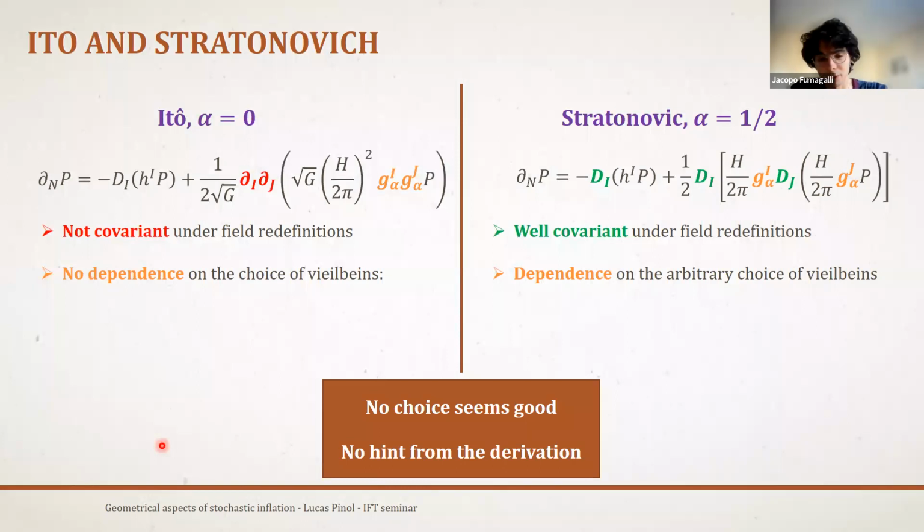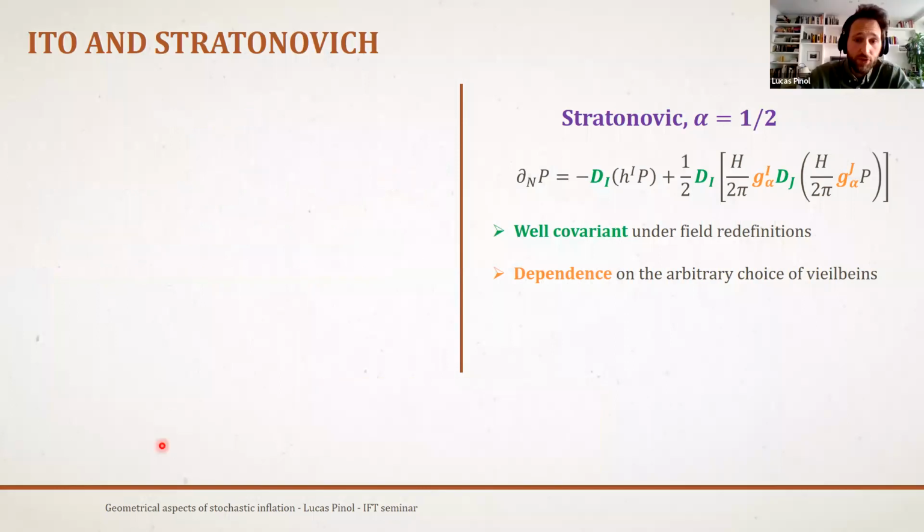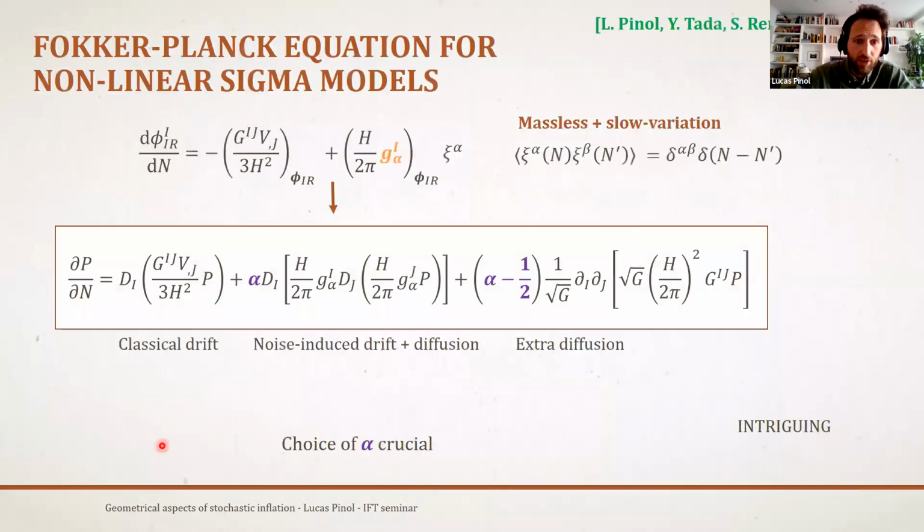Well, you can see it at two different levels. First, the derivation: I showed you the result that you get when you derive the Fokker-Planck equation from the Langevin equation with any value of alpha. This is what you get. So you see that for alpha which is not 1/2, you have this term which is not covariant. So you see the absence of covariance at the level of the Fokker-Planck equation.